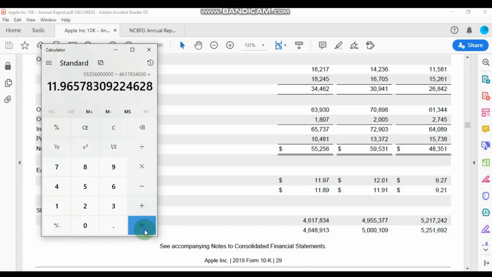And if we run that calculation here, you can see where we get back the exact number, 11.97 for the earnings per share.